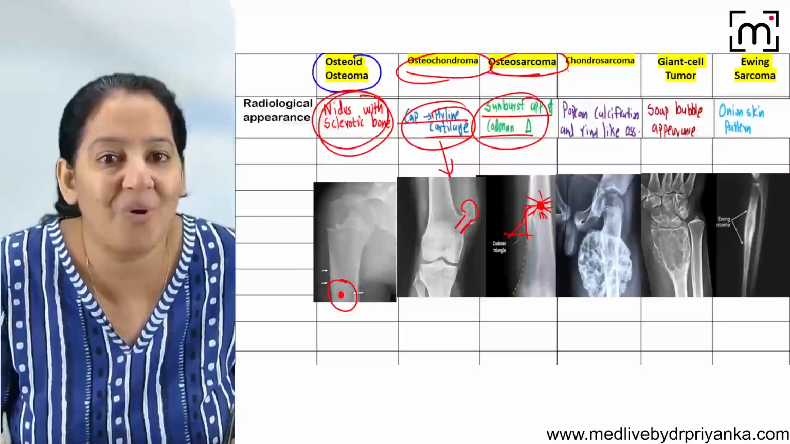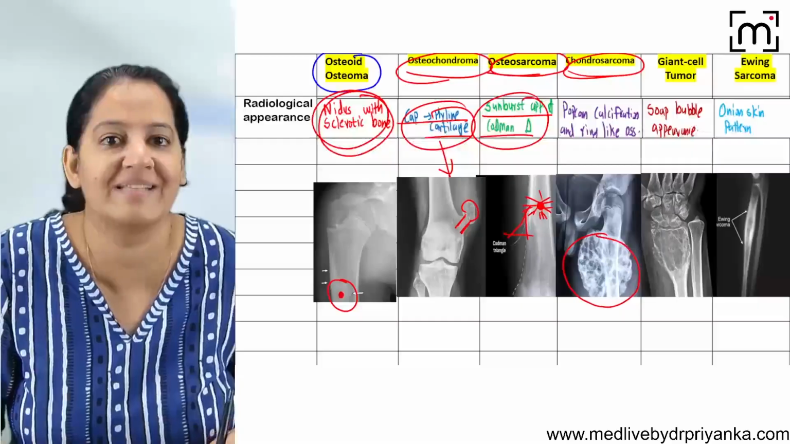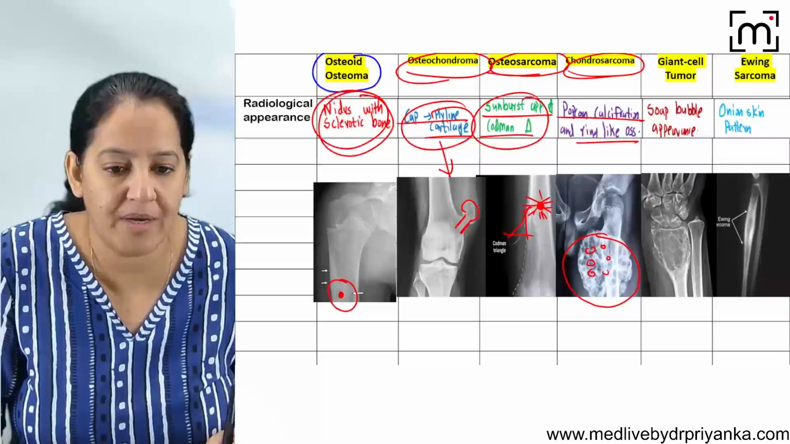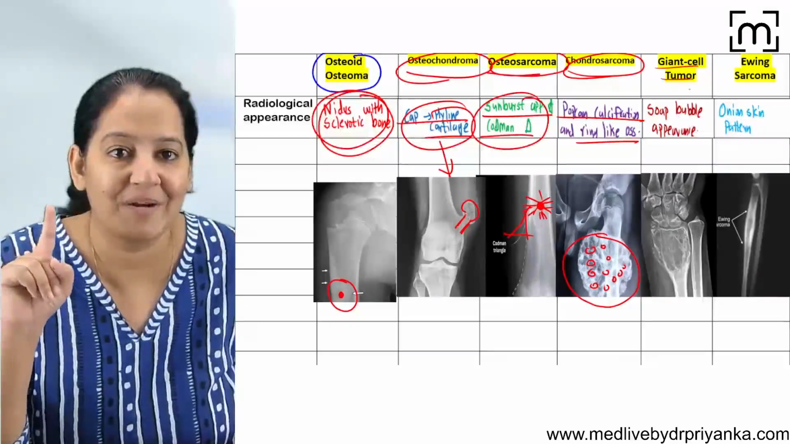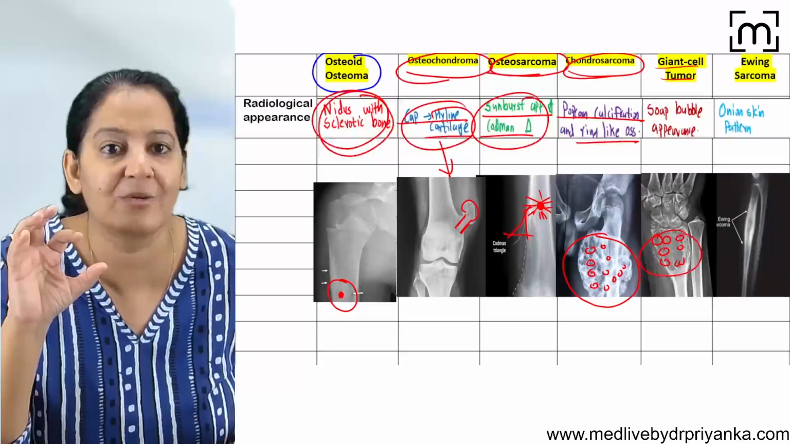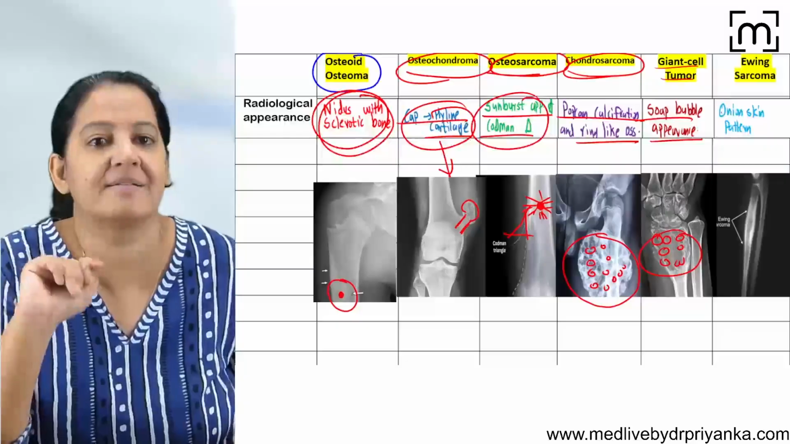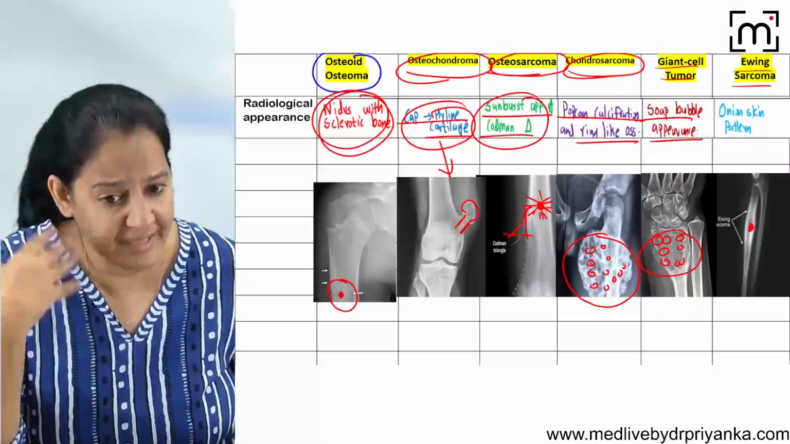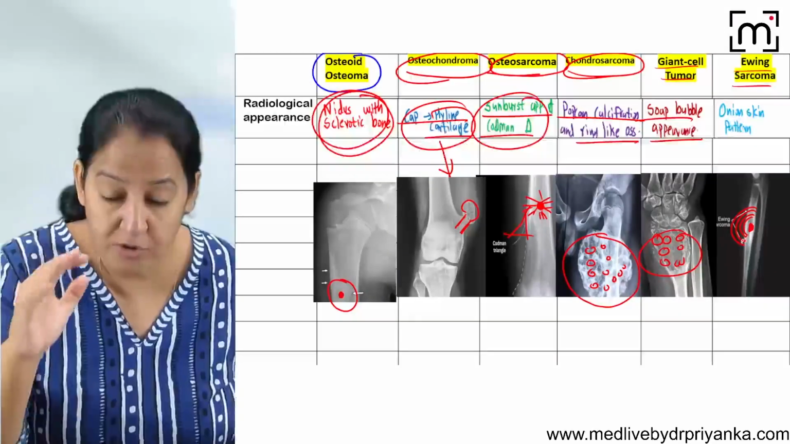The next is chondrosarcoma. The chondrosarcoma typically has popcorn calcification and ring-like ossification. The next is giant cell tumor. The giant cell tumor has multiple cystic cavities filled with blood. It looks like a soap bubble appearance. Typically soap bubble appearance. And last is Ewing sarcoma. In Ewing sarcoma, there is a lytic lesion and the periosteal reaction in the form of parallel rows of mineralization.